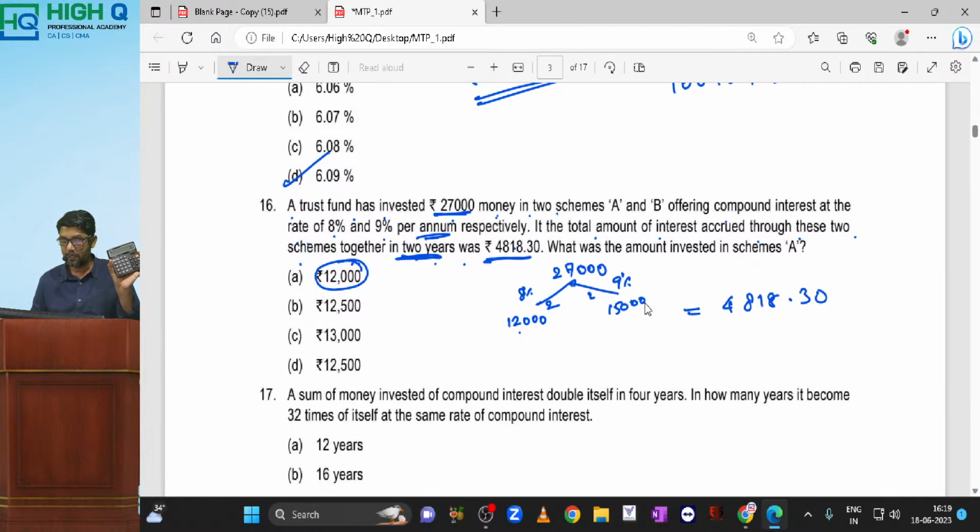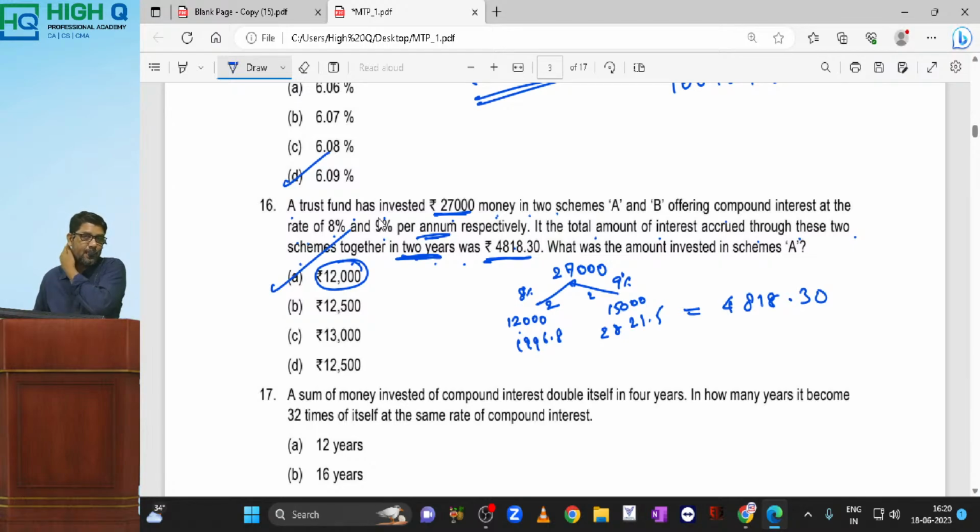2 years, 8%. So 12,000 plus 8% plus 8%, minus 12,000. I get 1996.8. Next, the same way you find out for 15,000: 15,000 plus 9% plus 9%, minus 15,000. I get 2821.5. Add these two, plus 1996.8, 4818. Yes, of course. Option A is the right answer.